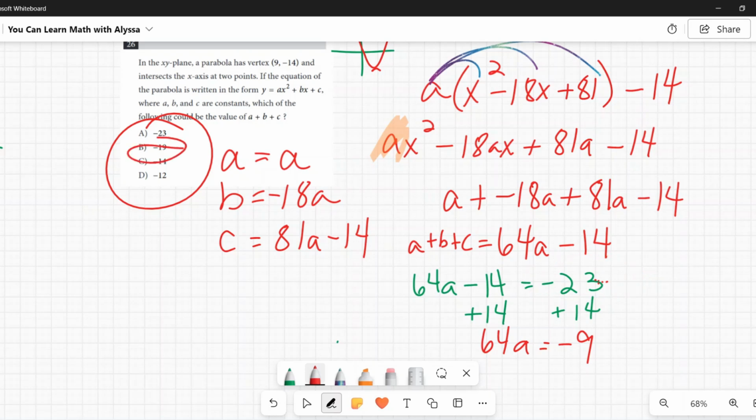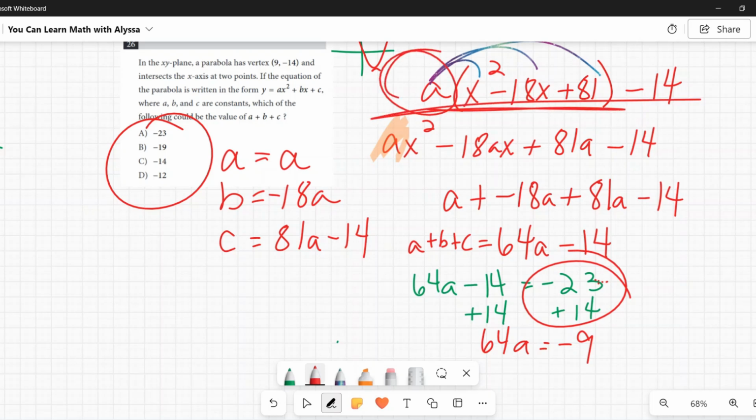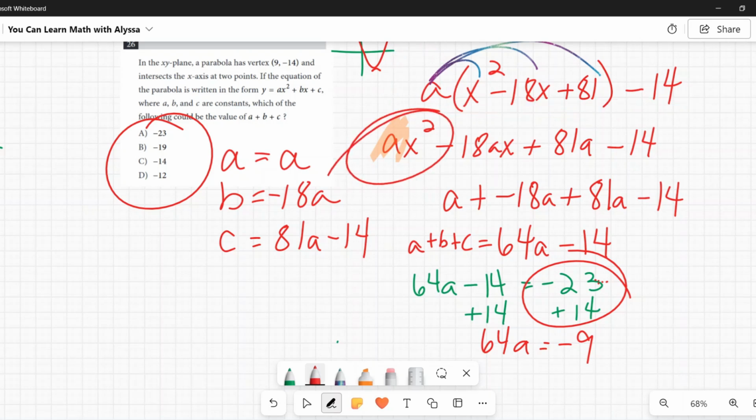So would negative 19 work? No, negative 19 plus 14 is still going to be negative. Would negative 14 work? No, negative 14 plus 14 is 0, and I need a to be a positive number. If 0 is up here, this parabola doesn't exist because then it'd be 0x squared. That's not a parabola. We'd have a line.